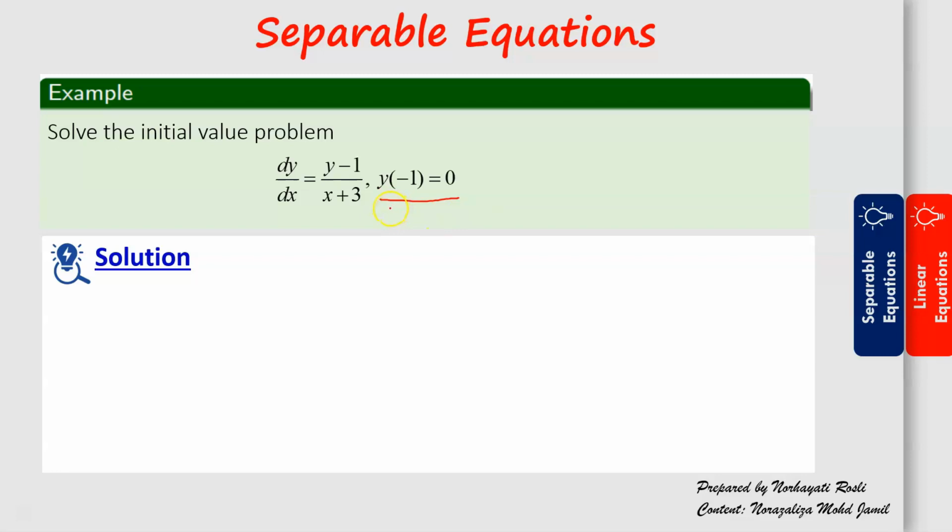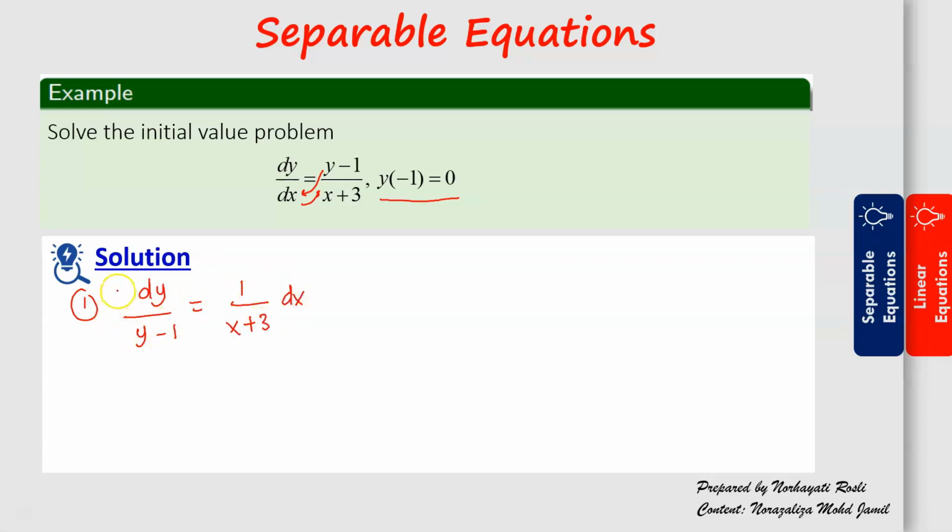Now class, we will go one by one on how to solve this problem. The first step, you need to write this equation in terms of a separable equation. You can move this y minus 1 to this side and dx to the other side. So we will have dy divided by (y minus 1) equal to 1 over (x plus 3) dx.